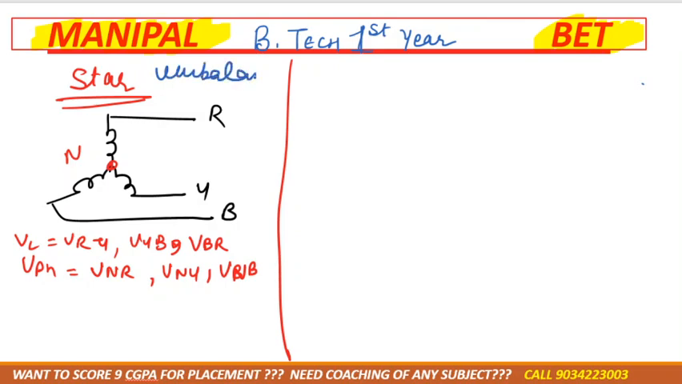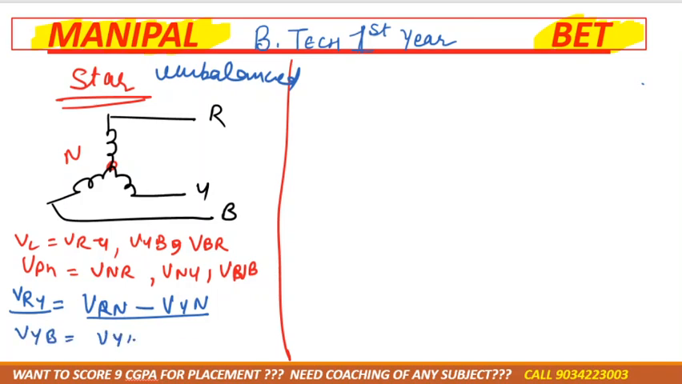So we have one relationship for the unbalanced case: VRY is equal to VRN minus VYN. This is the relation between line voltage and phase voltage. Similarly, VYB is equal to VYN minus VBN. Similarly, VBR is equal to VBN minus VRN. Understood? Current is the same, so line current is equal to phase current, again in the case of star connection.